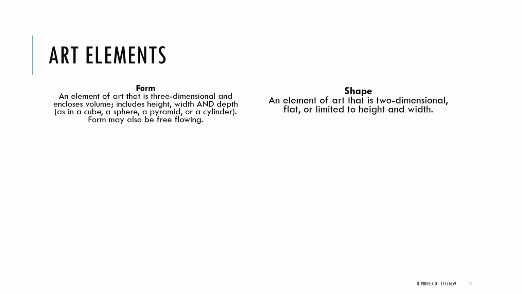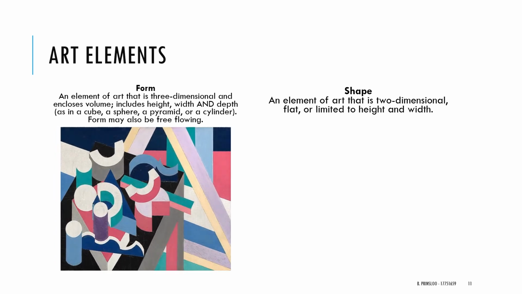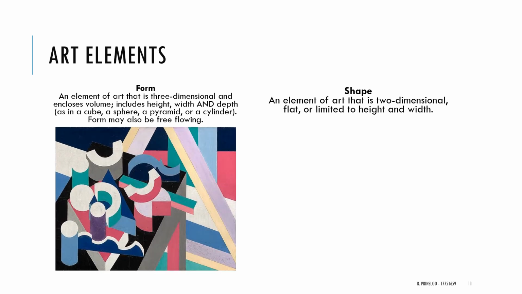Art elements. There are 7 different elements of art. The first one is form, an element of art that is three-dimensional and encloses volume, includes height, width, and depth. As a cube, a sphere, a pyramid, or a cylinder. These are all examples of 3D shapes that are forms. Form may also be free-flowing.